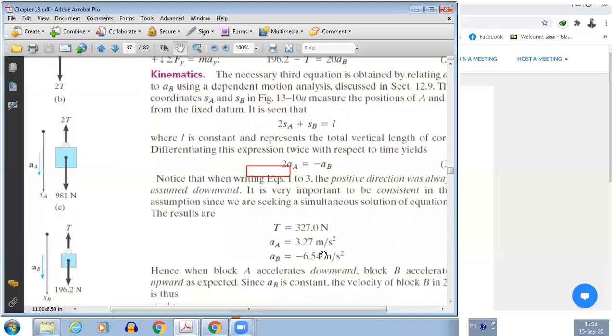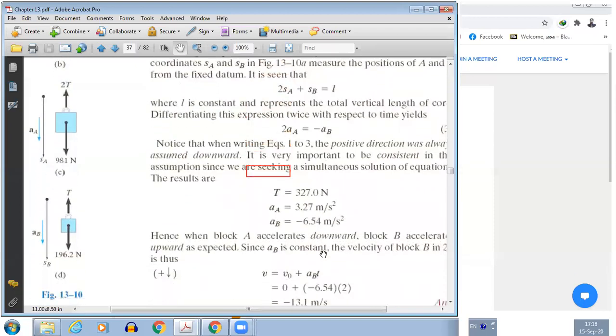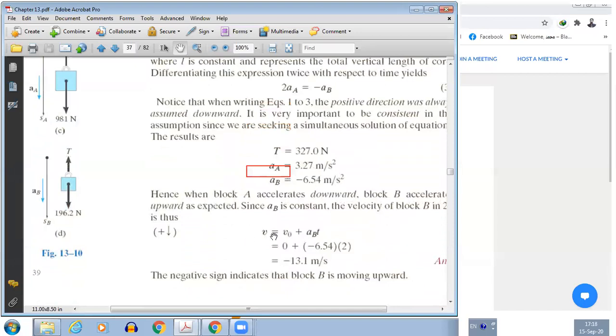So once you have the acceleration AB, then we can use V equals V naught plus ABT. Initially it starts from rest, so it will be 0. And then we can write AB, which we already found. And then after 2 seconds, we can find the velocity. Negative sign indicates that it is moving towards the datum.